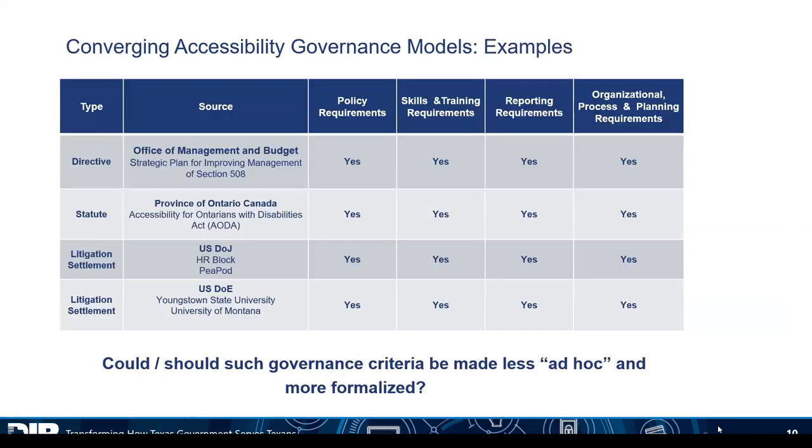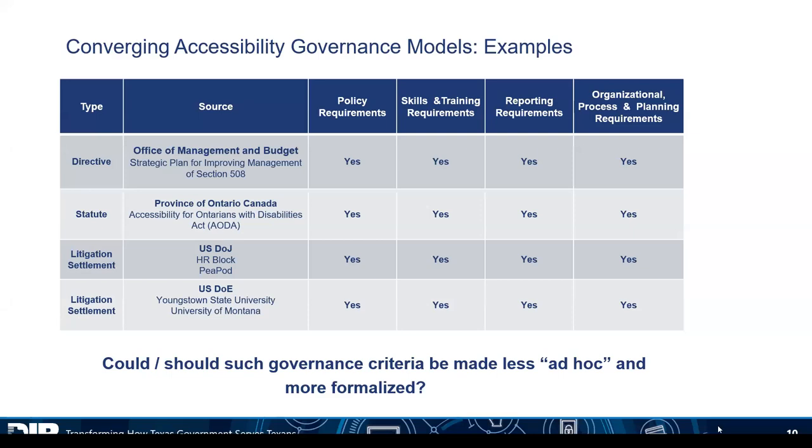So let's talk about this governance criteria for a second. These are some examples of places where governance models are starting to converge. There was a directive by the OMB a few years ago that talked about a strategic plan for accessibility. And it goes into, you have to have policy requirements, you have to have the skills and training and reporting back, and then organizational process and planning requirements. And then I use IOTA as an example. They mirror that. They've got the same kinds of things.